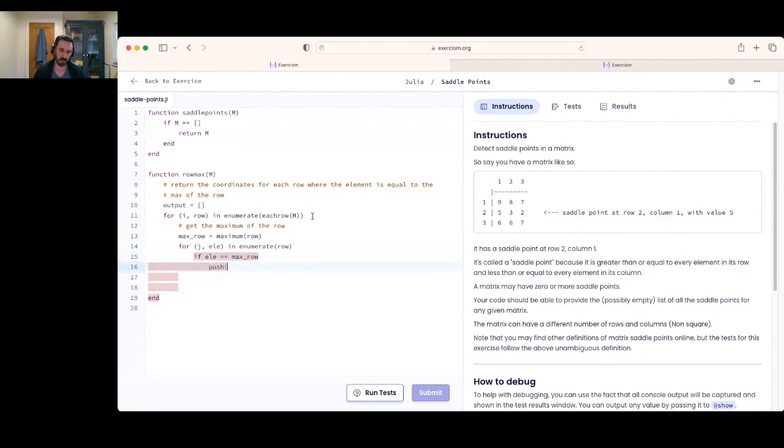push to output the coordinates of i, j. Because we're saying if the element is equal to the maximum in the row, we want to add that coordinate of the row, which we're keeping track of, the i and the j, into our outputs.